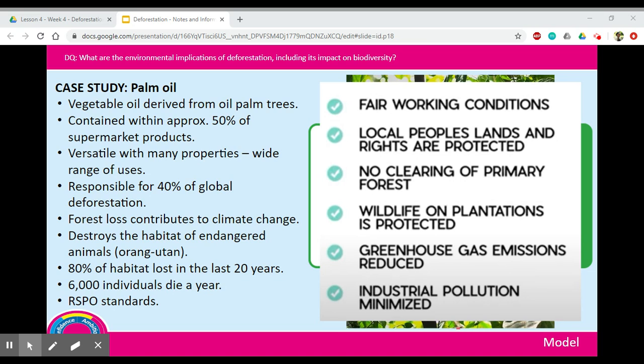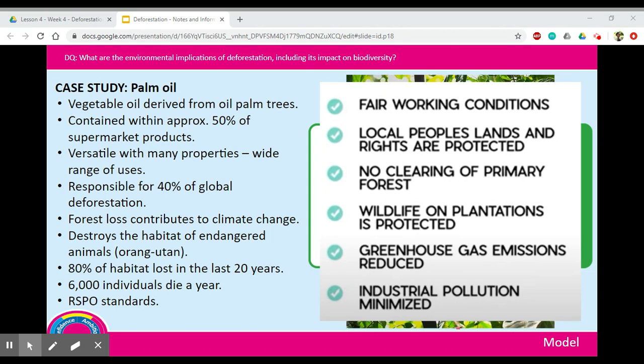They need to be aware of their greenhouse gas emissions, which increases when you deforest an area, and they need to take steps to minimize those emissions and also to reduce industrial pollution that comes from growing palm oil.